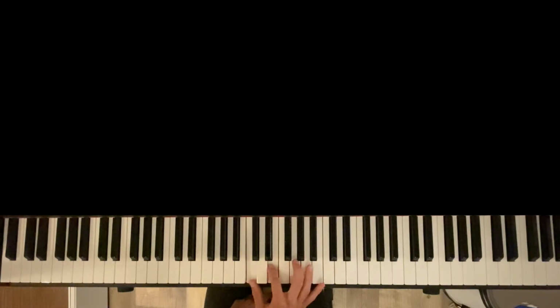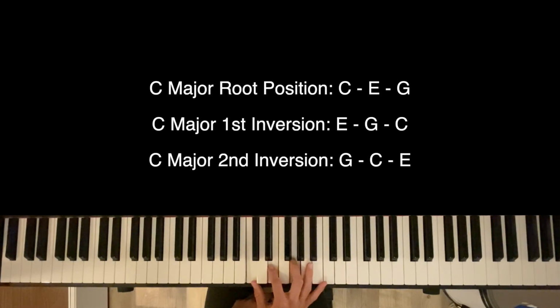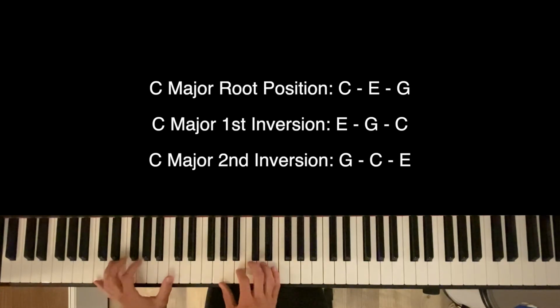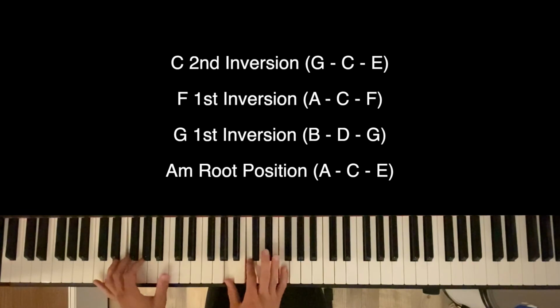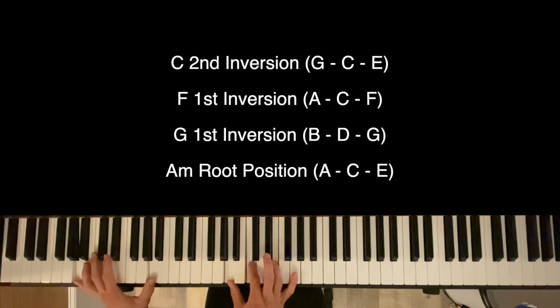So a C major chord can be expressed in different ways. You can have a C on the bottom, E on the bottom, or a G on the bottom. The notes in a C major chord are C, E, and G. And you can change the order in any way you like. There's 3 different combinations. So the first example, I was playing C second inversion, F first inversion, G first inversion, and then root position A minor.